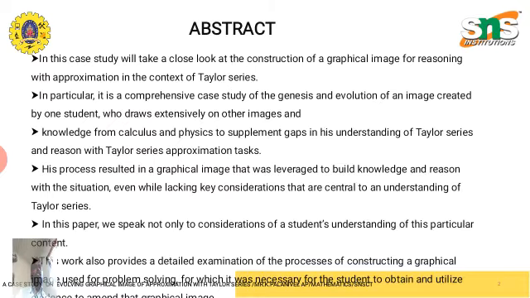In this case study, we speak not only to considerations of a student's understanding of this particular content. This work also provides a detailed examination of the processes of constructing a graphical image used for problem solving, for which it was necessary for the student to obtain and utilize evidence to amend that graphical image. This is the abstract.